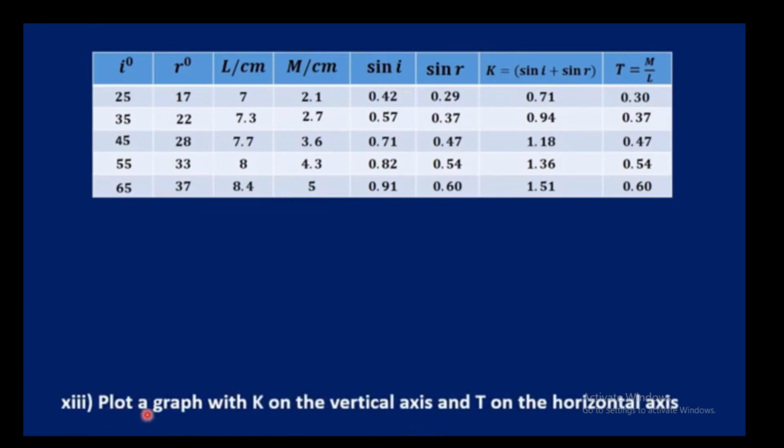To tabulate it, we are going to plot the graph with K on the vertical axis and T on the horizontal axis. Now to do that, we are going to plot the value of K, that's the value of sine I plus sine R, on the vertical axis. And all the values of T will be on the horizontal axis. So to achieve this, we are going to need a graph book.